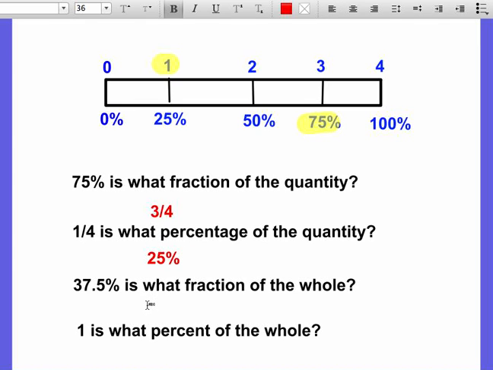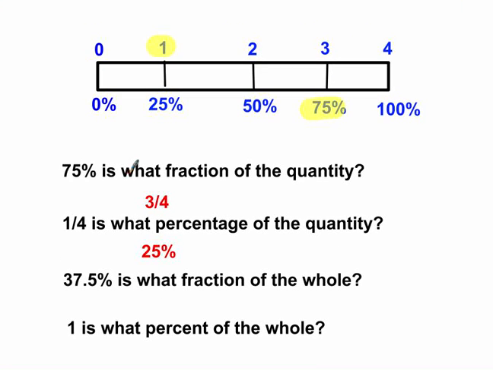Question 3 says 37.5 is what fraction of the whole? So if we look at this as a double number line, we don't see 37.5% depicted on here, but 37.5 is 12.5 more than 25 and 12.5 less than 50. So we can assume that it falls right here on our double number line or tape diagram, which means it would correspond halfway between 1 and 2.